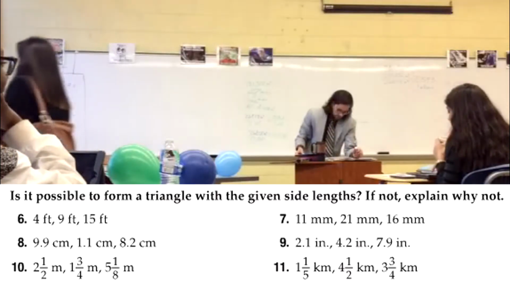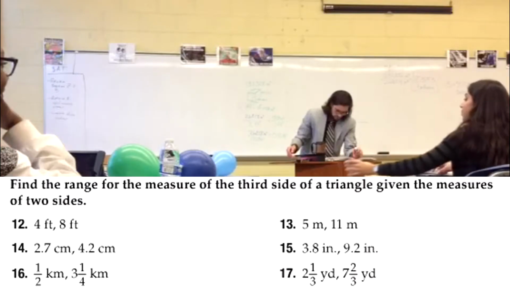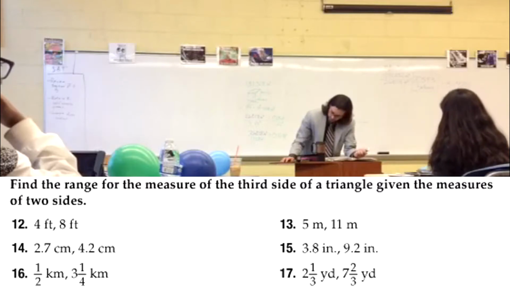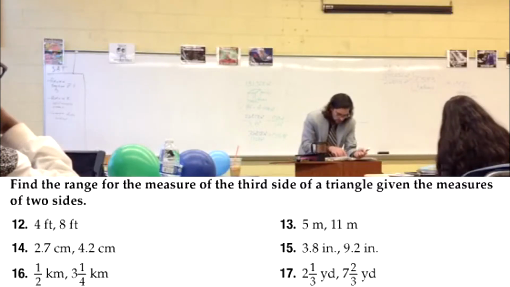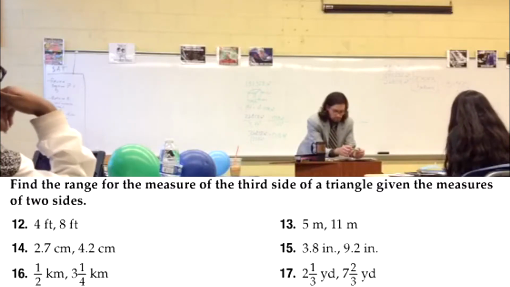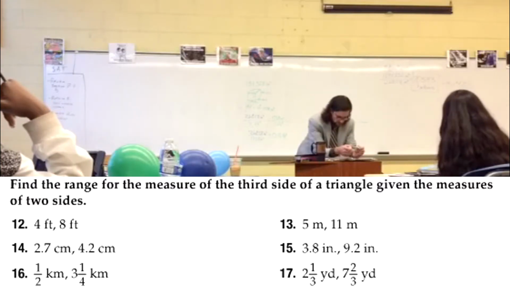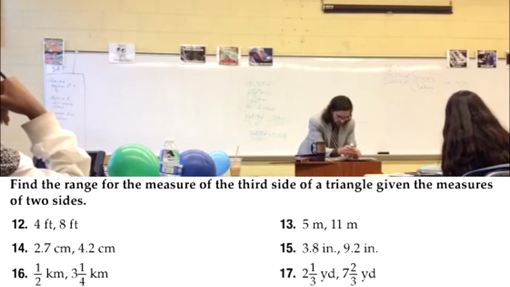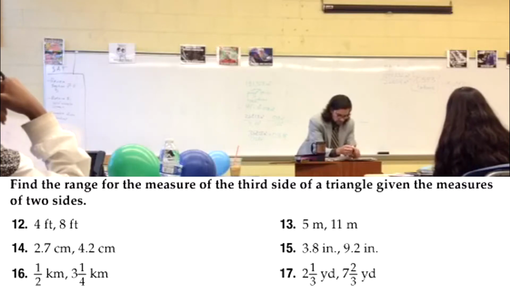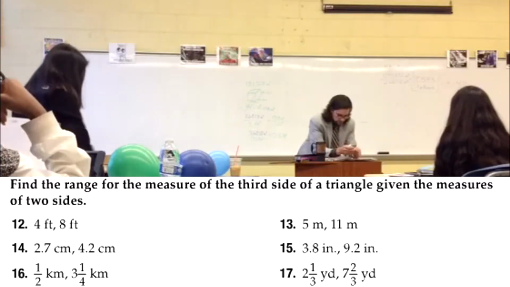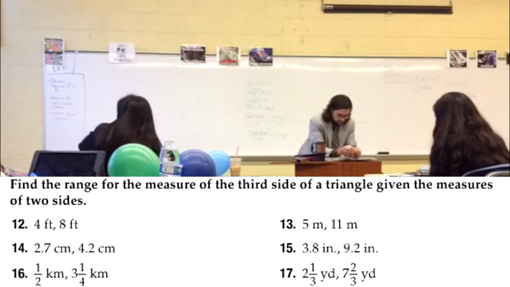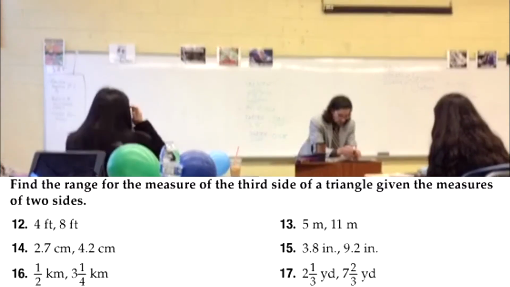In number 12, your possible side measure is between 4 and 12. In 14, your side measure is between 1.5 and 6.9 centimeters. And in number 16, your third side is between 2 3/4 kilometers and 3 3/4 kilometers. It's going to be greater than 0 and less than the sum. Between 4 and 12.